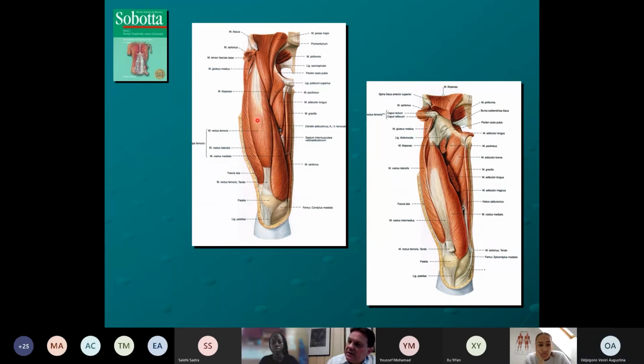Here it is visible. It is the most superficial one. Underneath the rectus femoris, there is the vastus intermedius. Who can tell me what the difference is between the rectus femoris and the other 3, the vastus muscles? Does anybody know the difference? Not only the name. There is an even more important thing.